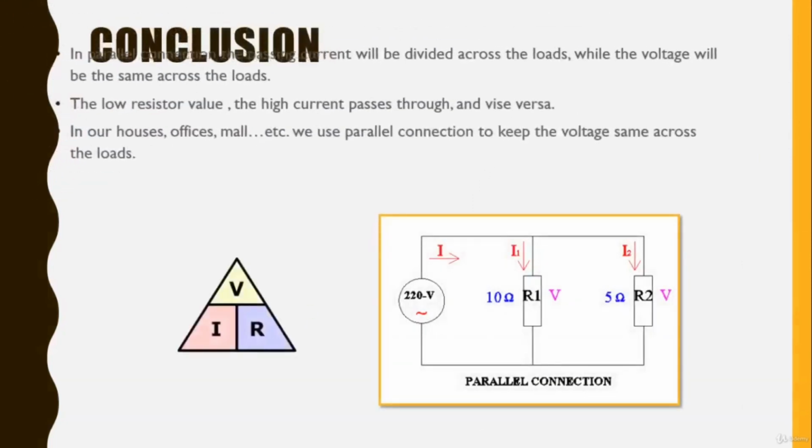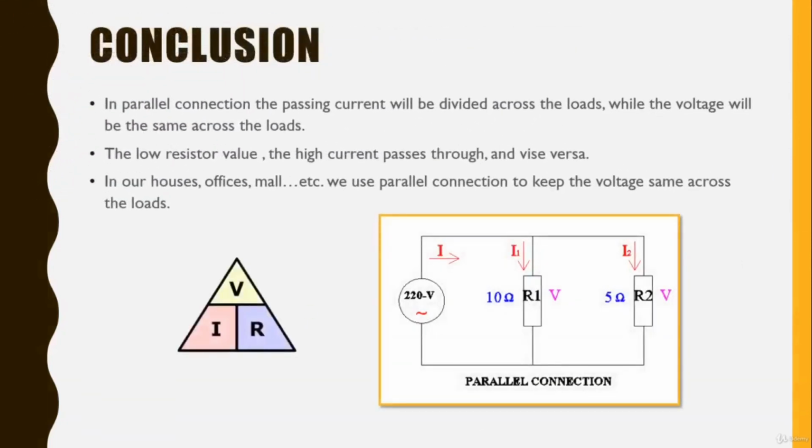We conclude that in parallel connection, the current will be divided across the loads, while the voltage will be the same across the loads. Also, the lower the resistor, the higher the current, and vice versa. Please note that in our houses, offices, and malls, we use parallel connection in order to keep the voltage the same across the loads.